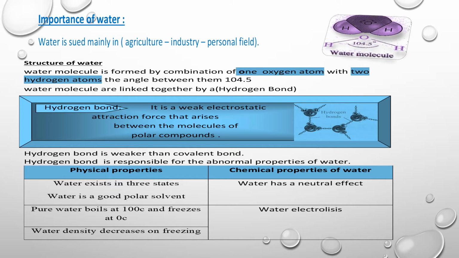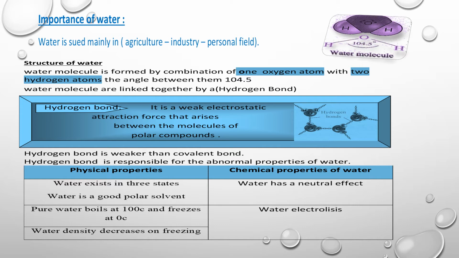So what's the meaning of hydrogen bond? Hydrogen bond is a weak electrostatic attraction force that arises between the molecules of polar compounds. Last time we talked that water is a polar compound. So between the molecules of polar compounds we have hydrogen bonds. Hydrogen bond is weaker than covalent bond, and the hydrogen bond is responsible for what? For the abnormal properties of water.